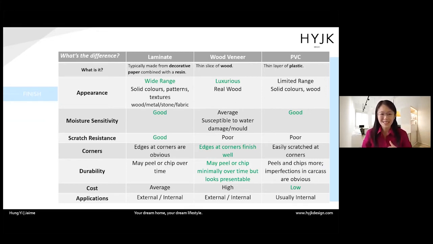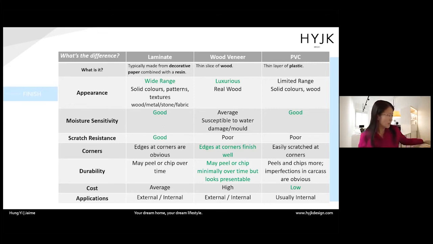In terms of appearance, laminate is really great because it has a wide range. It can come in solid colors, patterns, textures. Wood is very common, metals too, but a lot more pricey than the usual laminate. Stone, so if you want something that looks like marble, they have that as well, or granite, slate, they have that as well. Fabric, something that looks like denim, they have that as well. Okay. Wood veneer is a luxurious item. It's actually real pieces of wood, so it will look like wood, essentially.